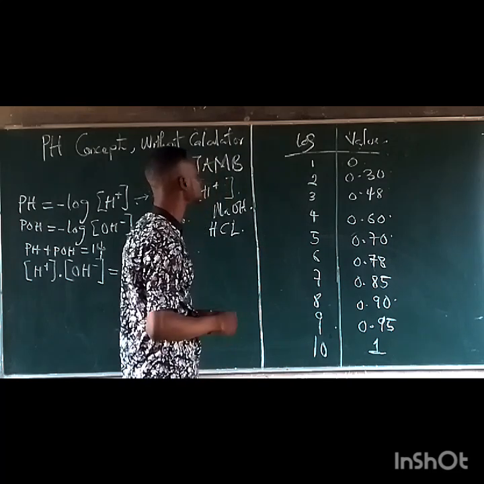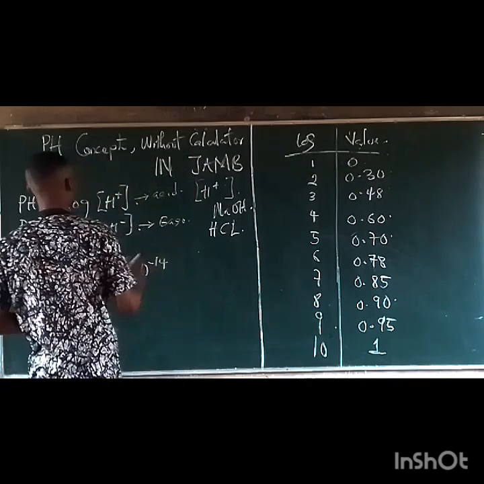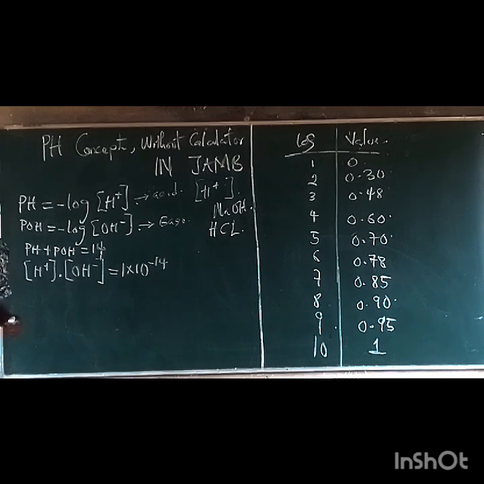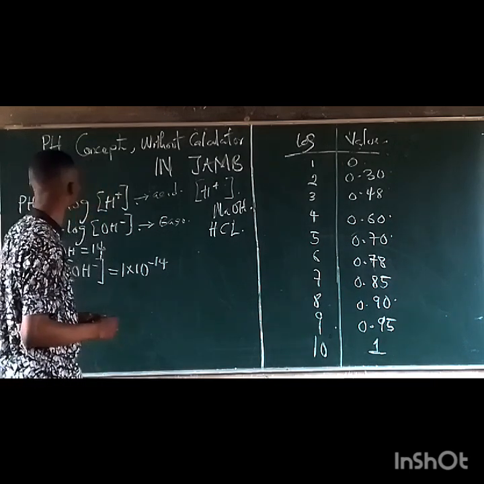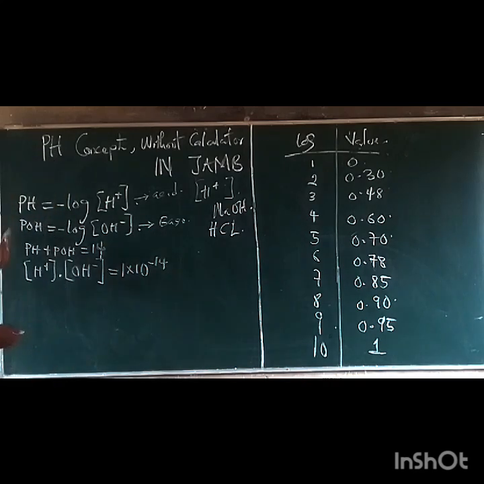Now, the next point we are going to be looking at is, after getting the table, if a question comes out, how can we be able to solve it? That is another point we need to take note of. And remember, all these formulas are very, very important when it comes to the JAMB examination.